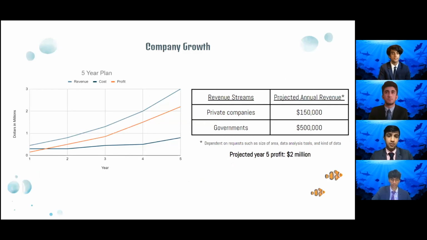We predict that our 5-year plan will allow us to generate $2 million in profit in year 5 from revenue streams listed earlier. This is dependent on governments and private companies' requests, such as the area of land they want data from, and we would offer the different services to government employers, such as heat maps, personalized dashboards to accommodate land requirements, and larger subsets of collected data. This part of Plastisearch depends on how the robotics market receives this product.